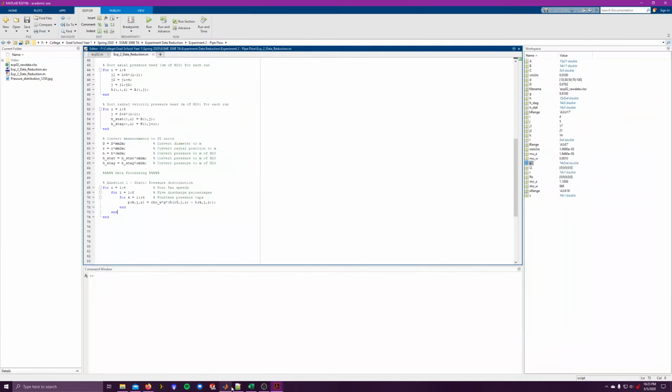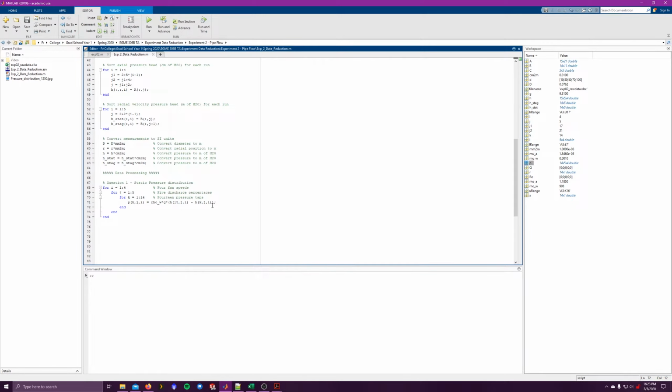Okay, so for this, we're going to use for loops once again. So we have for I equals 1 to 4 for the 4 fan speeds, for J equals 1 to 5 for the discharge percentages, and for K equals 1 to 14 for those 14 pressure taps. Now, I'm using a hydrostatic equation here, so just rho g h, where h is going to be our head difference for the reference tap that we had minus the specific tap that we're trying to look at.